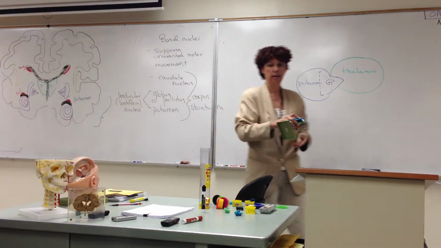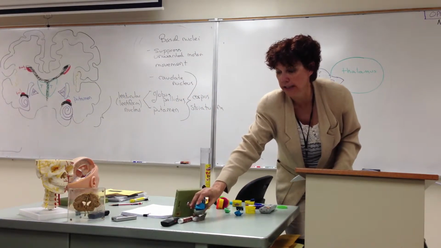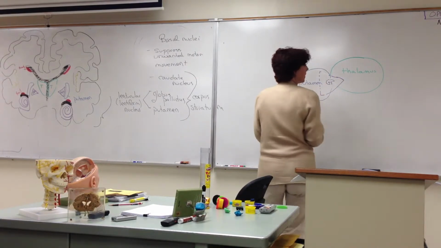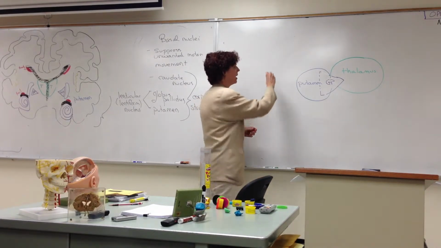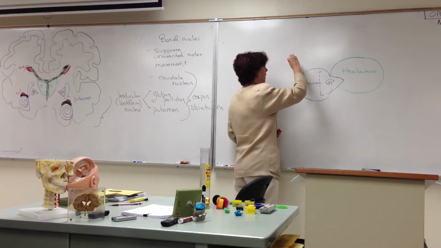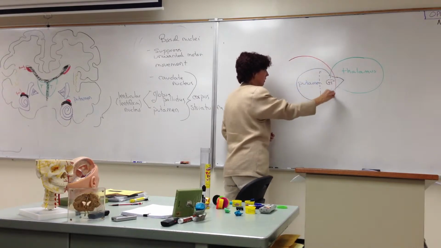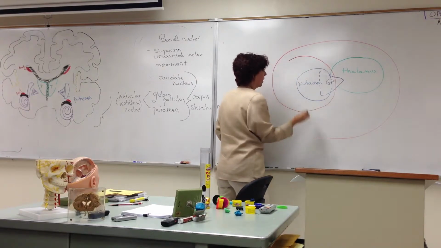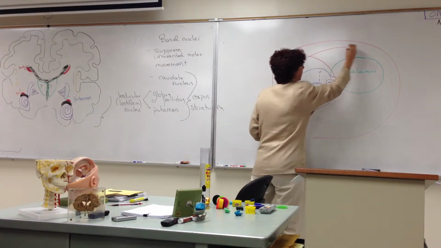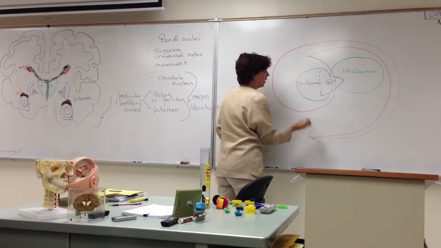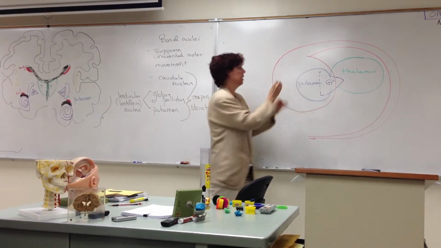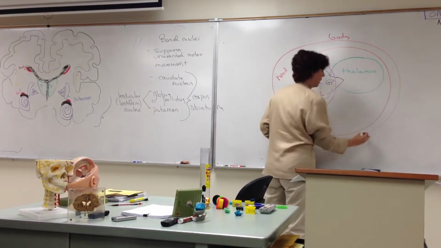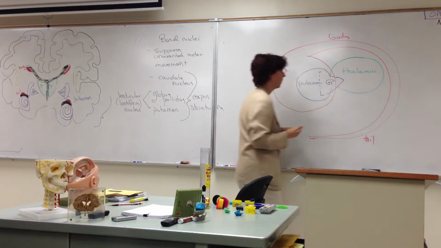Now, the larger caudate nucleus is red. And so its head is going to cover up almost all of this structure here. And form the head, body, and tail. Right?